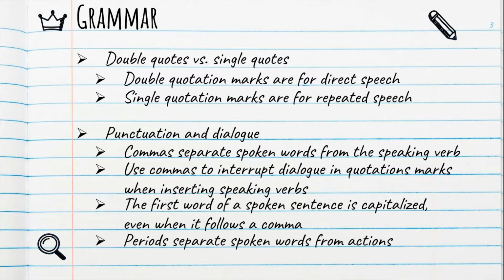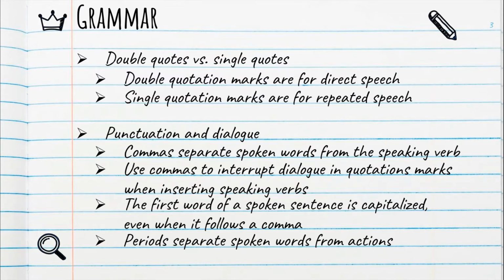And then periods separate spoken words from actions. Sometimes you can write a spoken sentence or just any kind of speech and follow it with an action that might seem related to the speech, but it's not an actual speaking verb. It's not said, whispered, shouted, whatever. In that case, you separate the dialogue in the quotes from the action with a period, not a comma. So actions are separated with periods, speaking verbs are separated with commas.